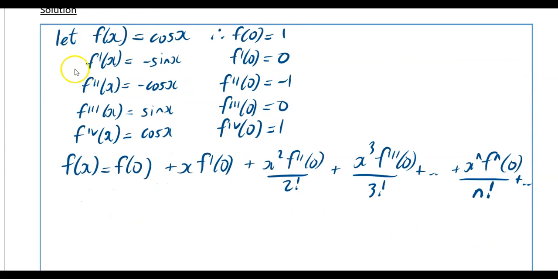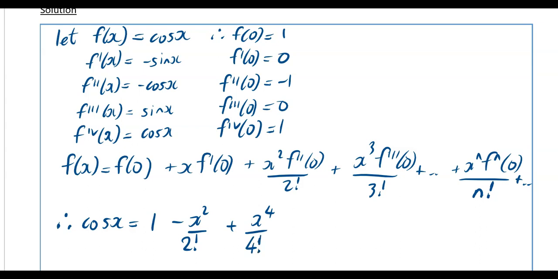So if we then put our values in, we're going to have therefore cos of x is equal to f of 0, which is 1. Your f dash of 0 is 0, so we can ignore it. We're jumping on to our x squared times your f double dash of 0, which is minus 1, so it's going to be minus x squared over 2 factorial. And then next term we would have would be our x to the 4 term, so plus x to the 4 over 4 factorial, and so on and so on, until you get to your general term.